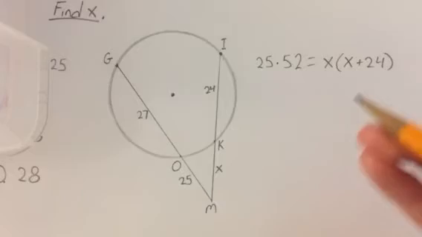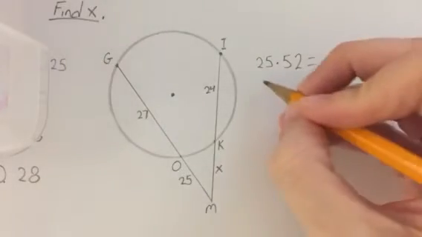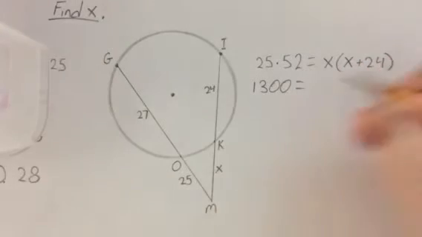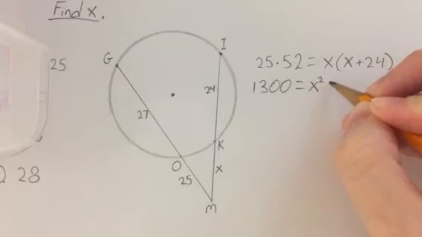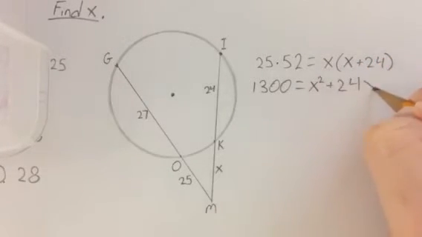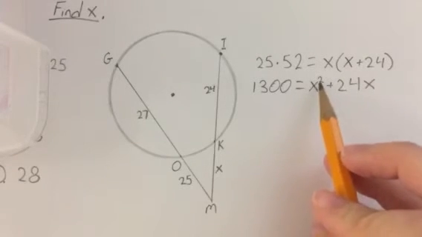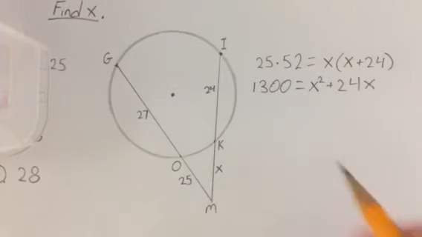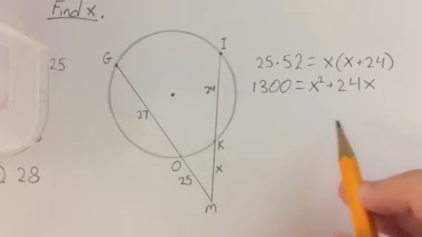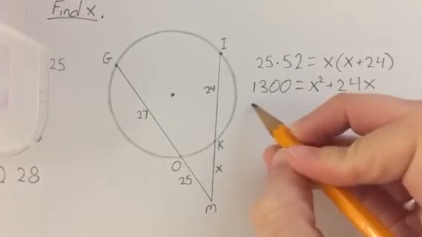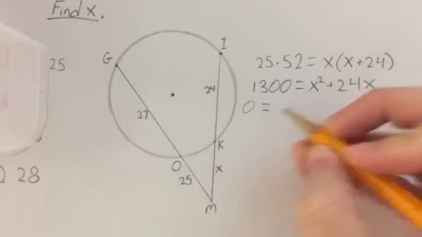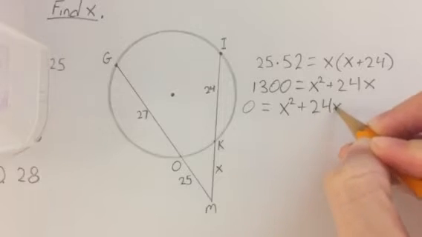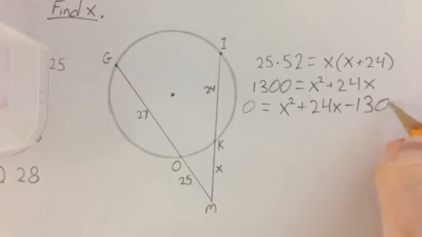Okay, solving from here, we do 25 times 52, which gives us 1300. We distribute here, so we get x squared plus 24x. So this is a quadratic. I have an x squared and it's not going away, so we need to get everything to one side and then we can factor it. So I would subtract this 1300 from both sides, so this side just goes to 0. So you end up with x squared plus 24x minus 1300.